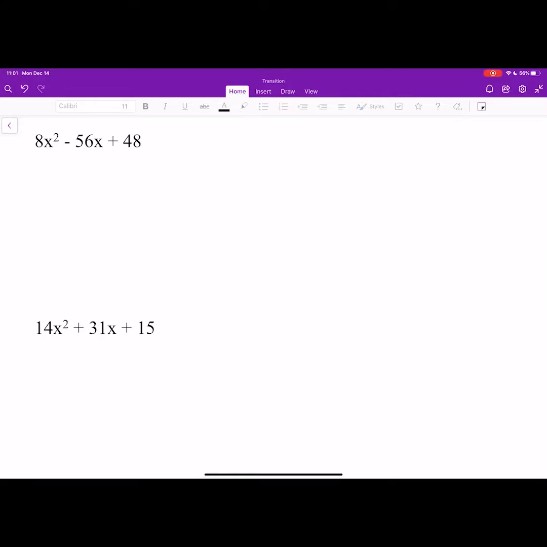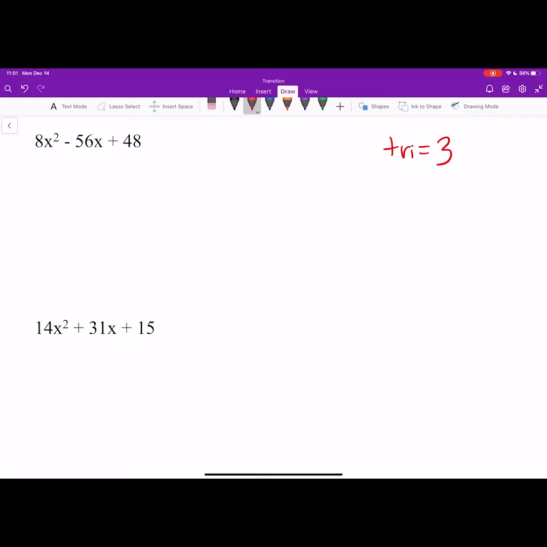In this lesson, I'm going to run through two examples of factoring trinomials when a does not equal 1. Just as a quick refresher, the prefix "tri" means 3, right? So a trinomial is something with 3 terms. 1, 2, 3.